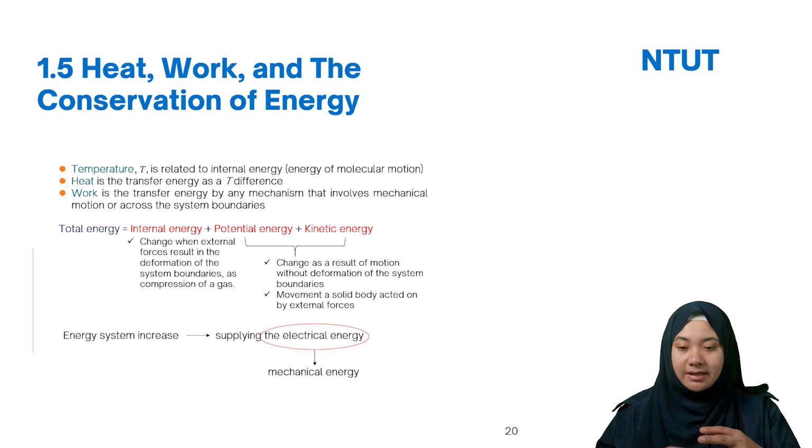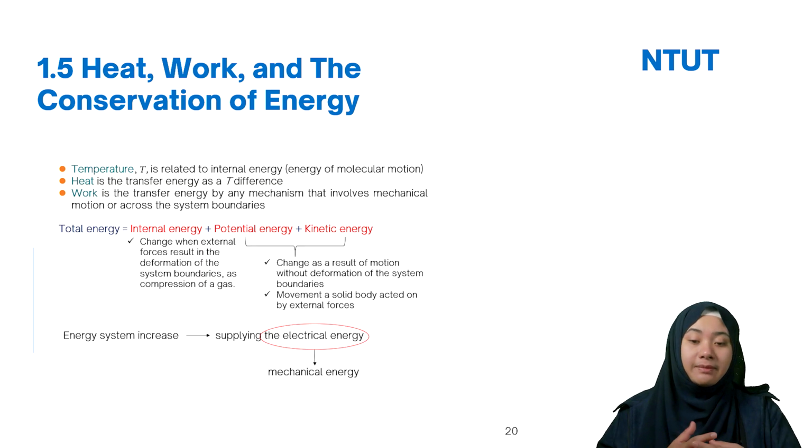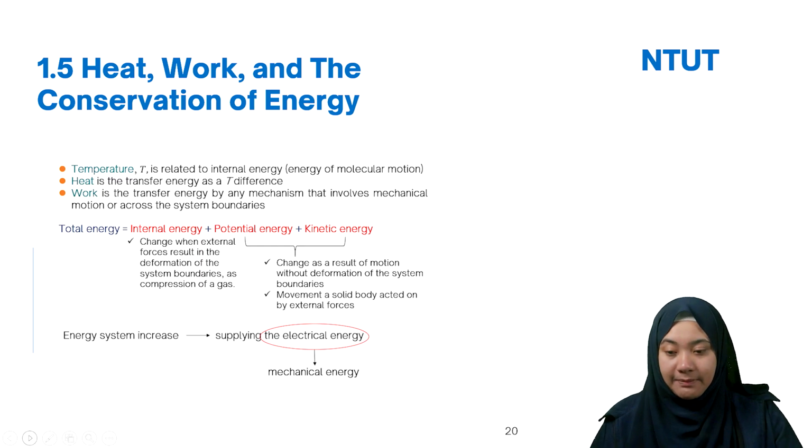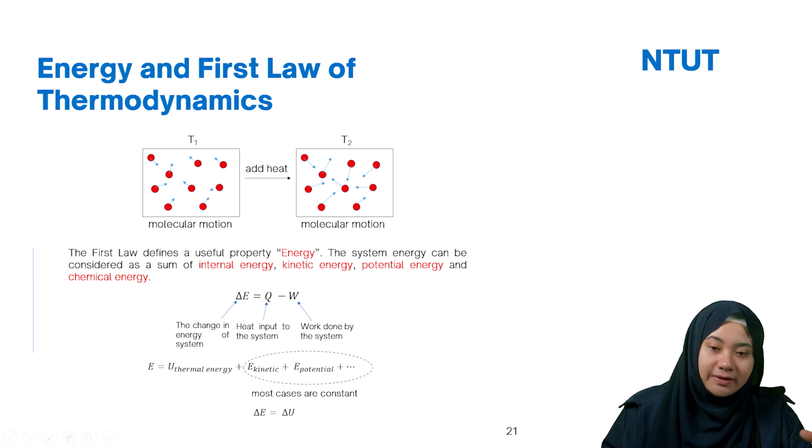So the energy of the system will increase, for example, when supplying electrical energy. The electrical energy can be formed from mechanical energy; a turbine, for example, can produce electrical energy. This is one example. And now we have energy and the first law of thermodynamics.